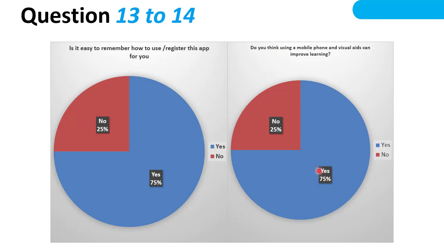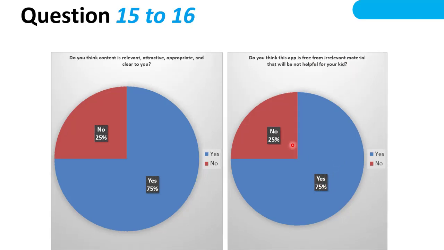75% says yes, 25% says no. Question number 15: do you think the content is relevant, attractive, appropriate, and clear to you? Most of the people, like 70%, say yes, and a few people, like 25%, say no.